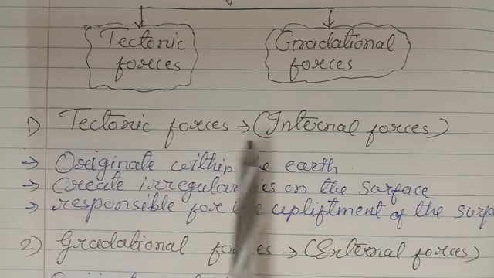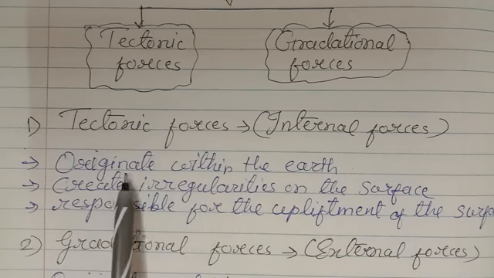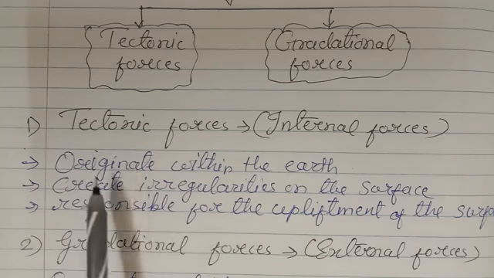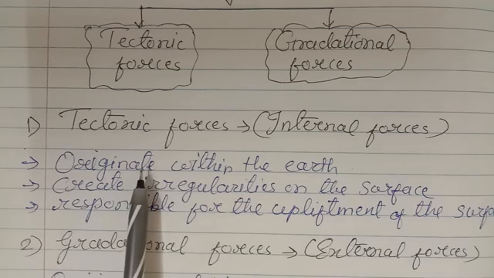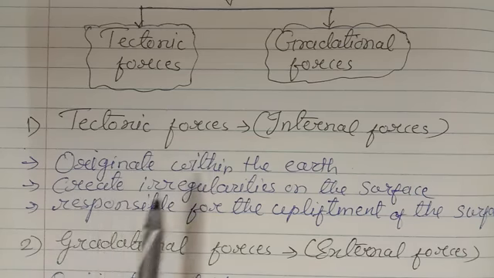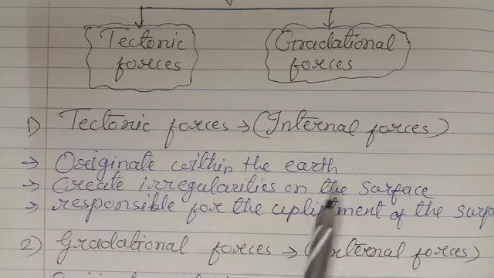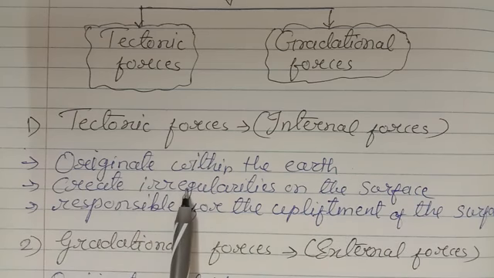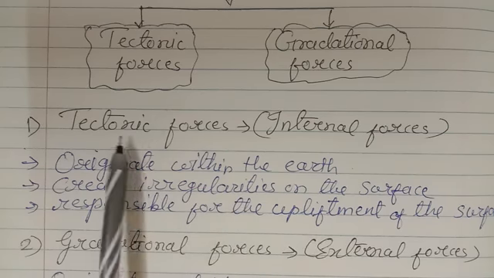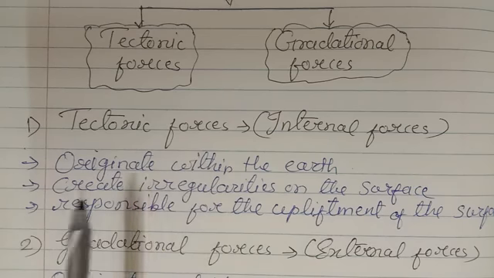Now these tectonic forces or internal forces originate within the earth. Because of this, when these tectonic plates are moving, these forces create irregularities on the surface. Irregularities means, as I told just now, the land is not in level. That is the irregularity. And how are these irregularities created on the surface of the earth? Because of the tectonic forces.